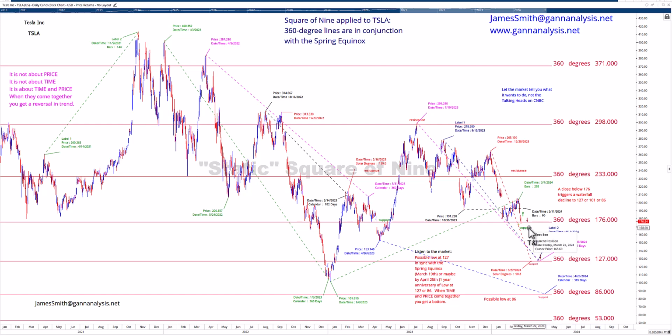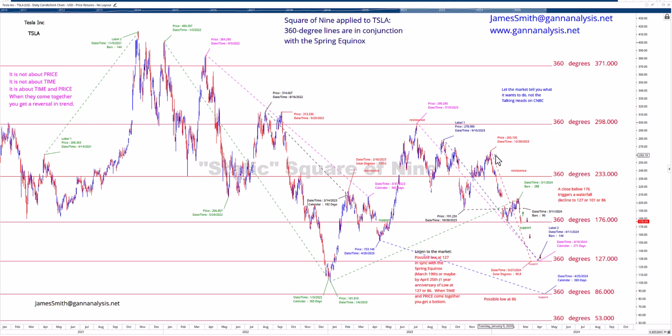Remember, you don't trade just with the cycles. You don't just trade with price support and resistance, the Gann lines. You use both together. So a close below 176 sometime early next week will confirm that you're probably going down into the 27th, which is 90 degrees, or 90 solar degrees, down from high.